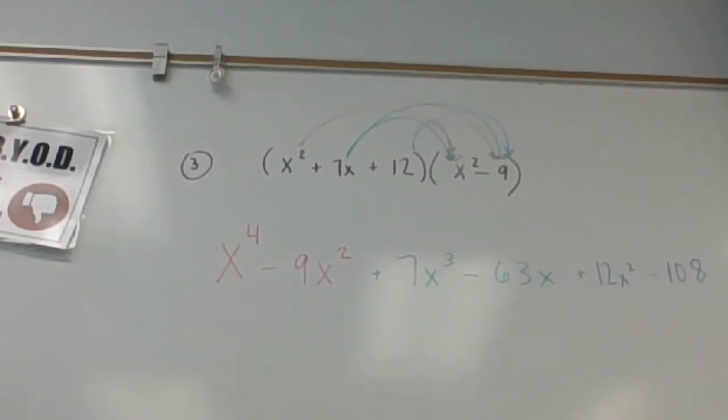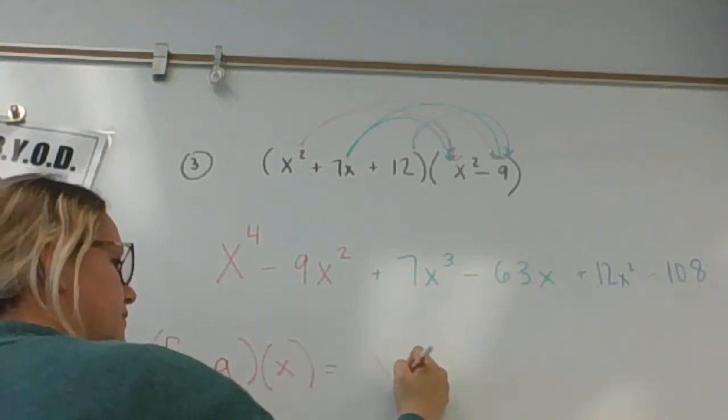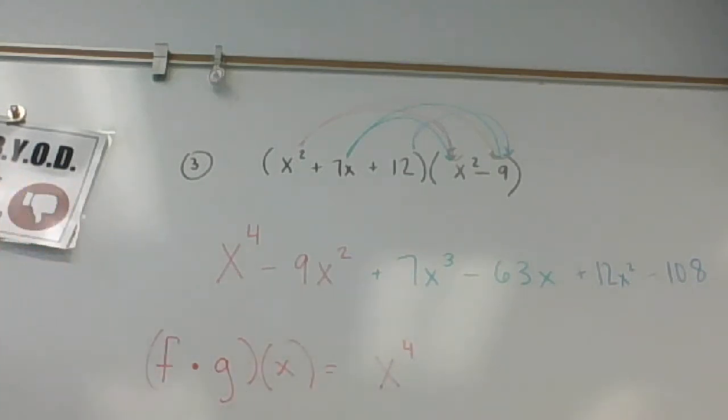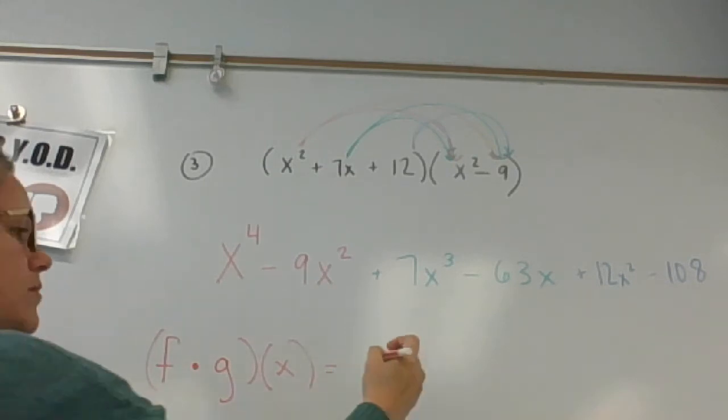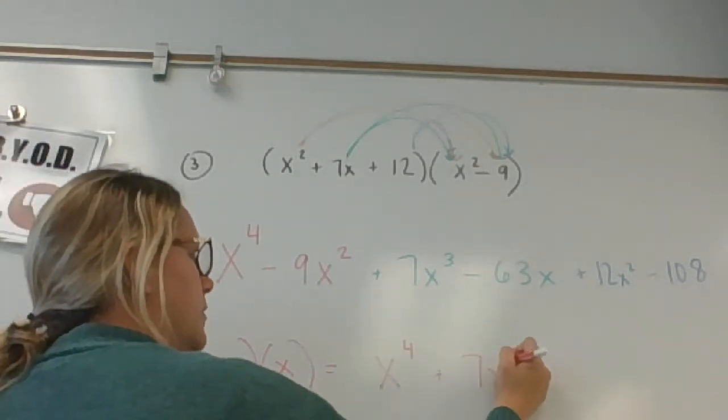So the product, I'll use my function notation so the people reading my math know which operation I did. This was f times g, the 4th degree polynomial. I'm going to put it in order, standard form.